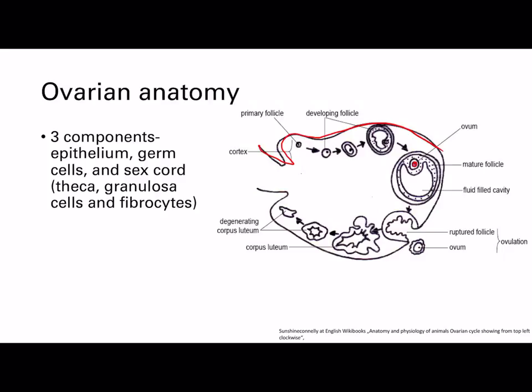And then there's the sex cords. There's fibrocytes in the stroma. And then surrounding the oocytes, there's going to be theca cells. Remember, there can be theca externa and theca interna. And then there's also granulosa cells. Remember that the theca cells are what's going to make the androgens, and then the granulosa cells take those androgens and convert them to estrogen.